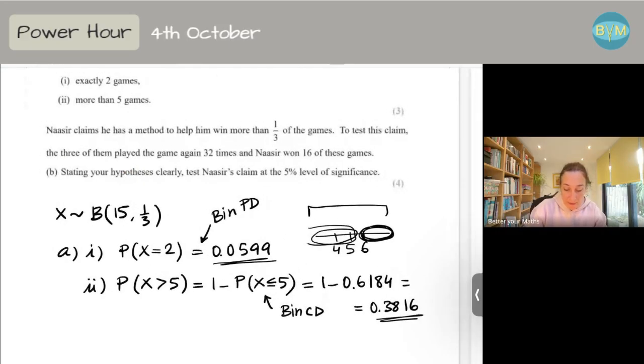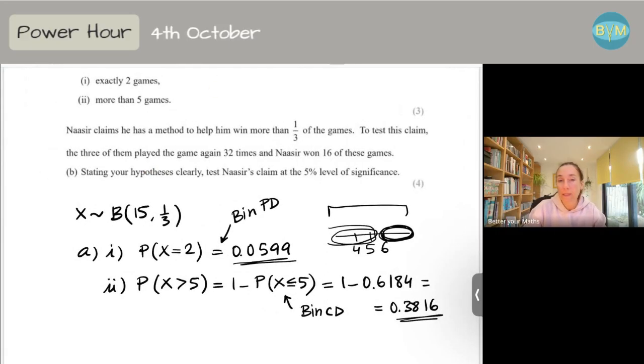Most of the probability questions that you're going to find with binomial are going to have a hypothesis test. So Nasir claims that he has a method to help him to win more than 1/3 of the games. To test this claim, the 3 of them played the game 32 times. So now n is 32, not 15. Be careful because it's common that it changed. And Nasir won 16 of these games. So this is like the observed value in the sample, right?